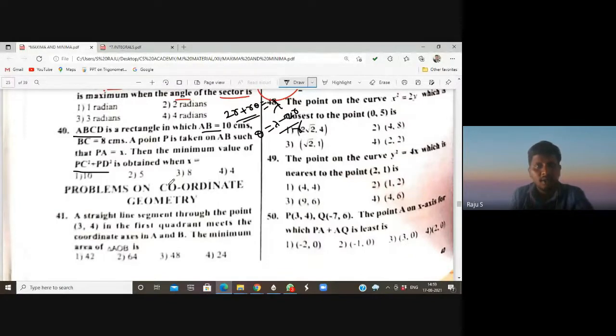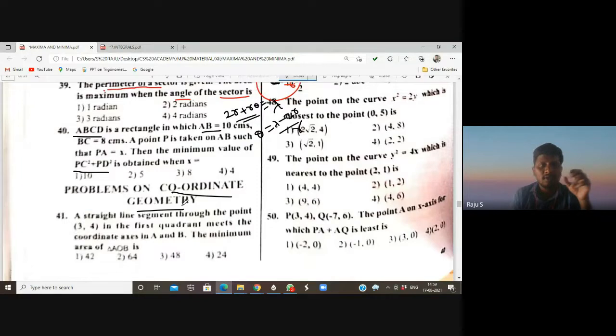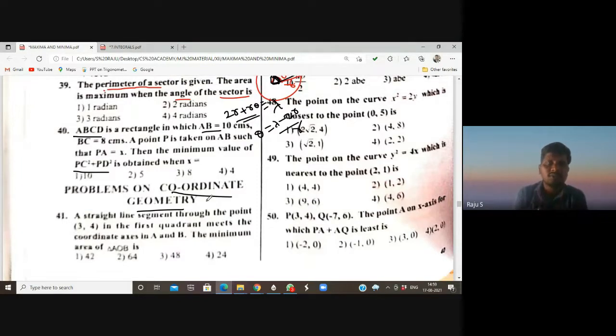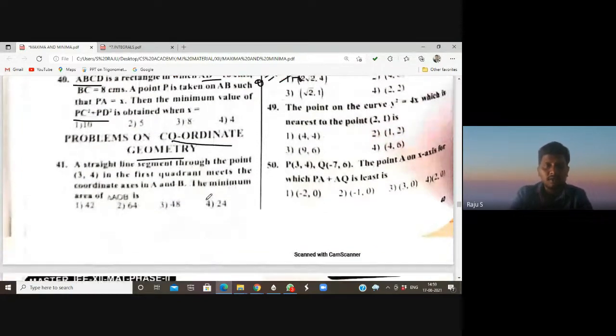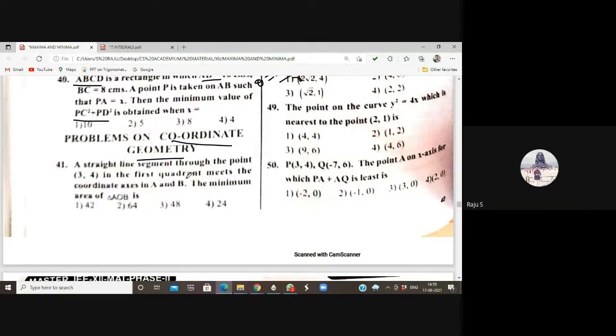And coming to the problem based on coordinate geometry. Compared to plane geometry, coordinate geometry questions are easy. But you should have idea about the concept of the straight line, circle, and all that. Okay, the straight line segment through the point 3, 4 in the first quadrant meets the coordinate axis at A and B, and the minimum area. Okay, fine.